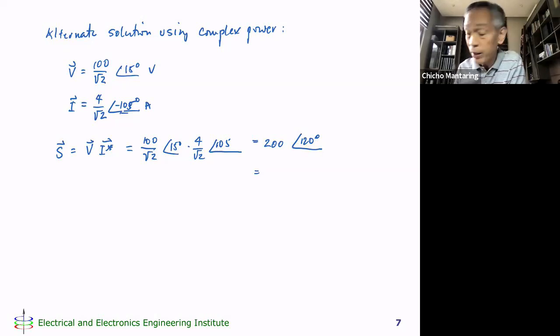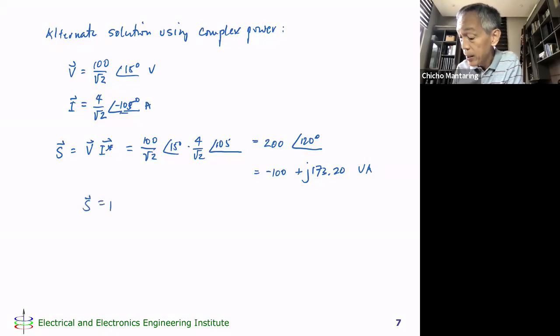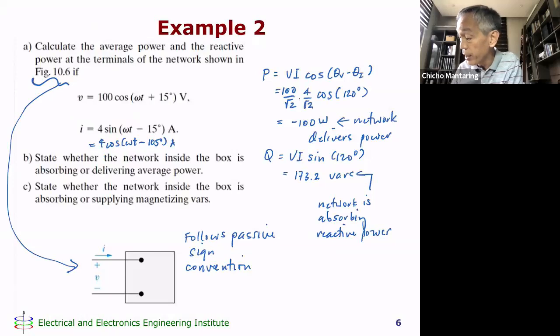So if I convert this to rectangular form, I'm going to get minus 100 plus j 173.2. Now the unit for S is volt amperes. In other words, this complex number is in volt amperes. But we know that S is equal to P plus jQ, meaning this must be my P and this must be my Q. And notice that is consistent with this.